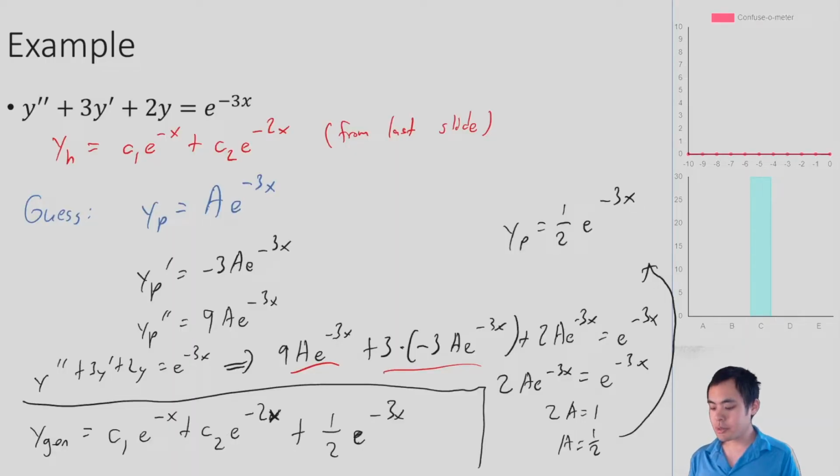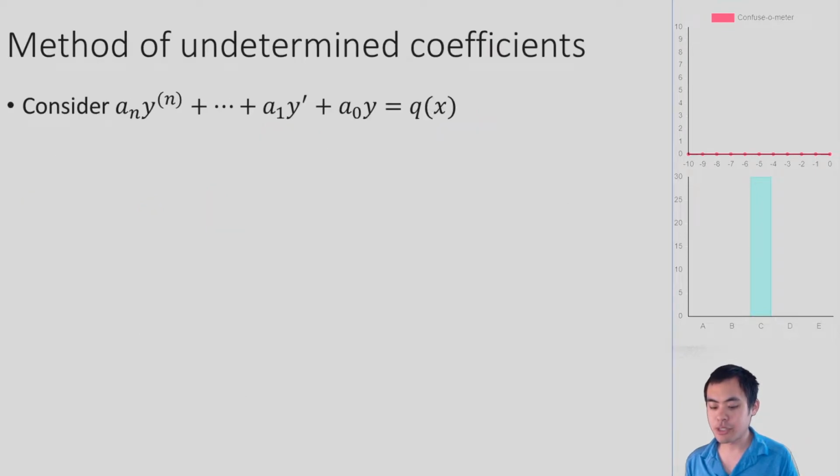And let's put this all together. This is a general method. It's called the method of undetermined coefficients. So if we have this equation, how do we guess a particular solution? We know how to solve the homogeneous solution, but how do we get a particular solution for the inhomogeneous equation?